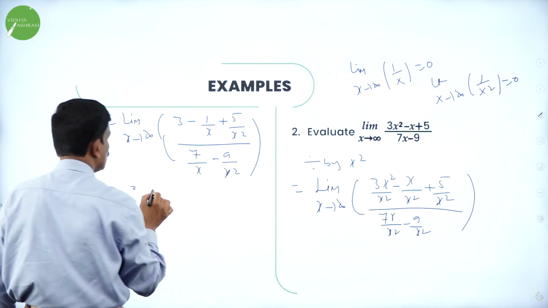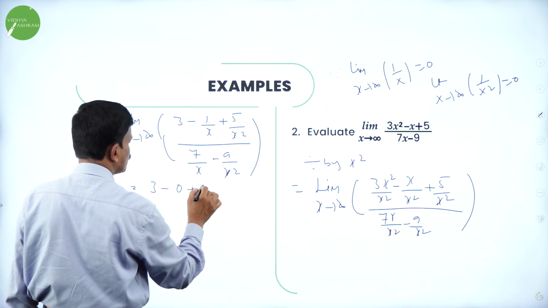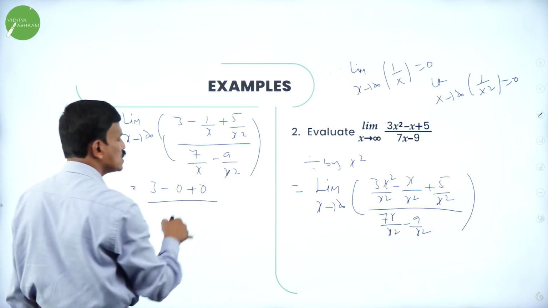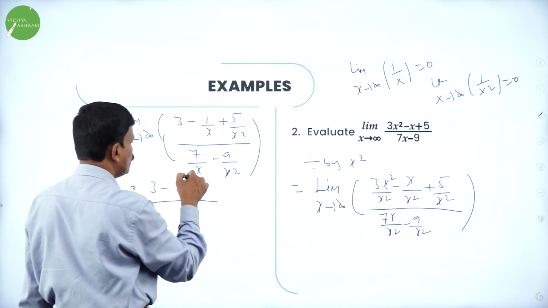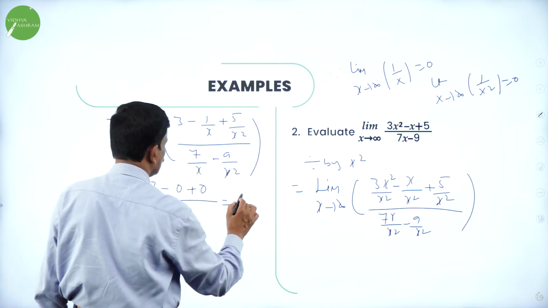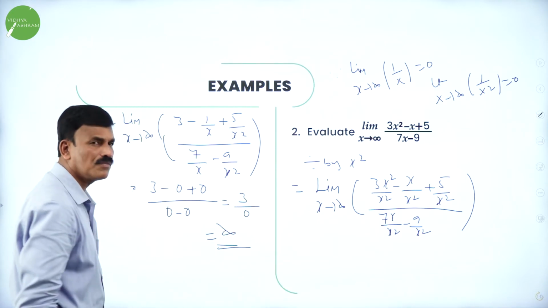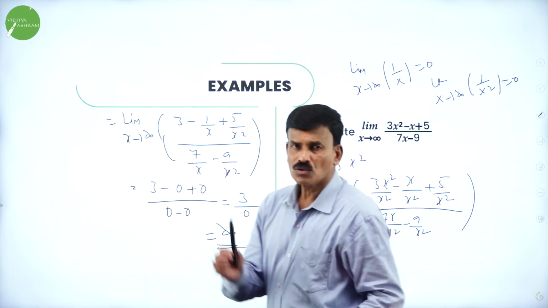So if you apply the limit, this is 3, 1 over infinity is 0, 1 over infinity square is also 0. In the denominator, 7 by x, 1 by infinity is also 0, minus 0. So 3 divided by 0, you will get the answer as infinite. That's it. Hope you followed.